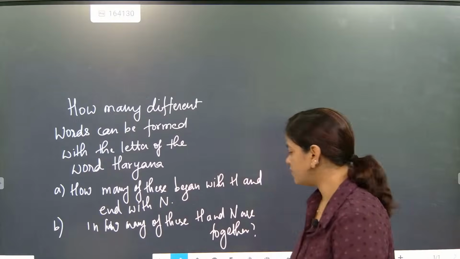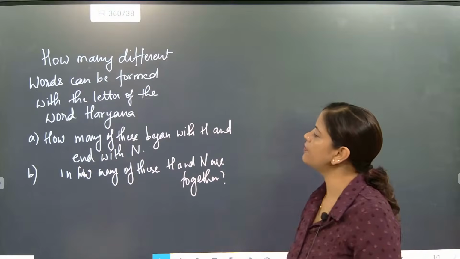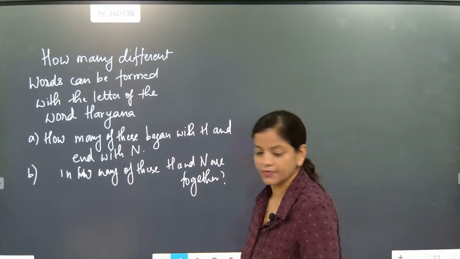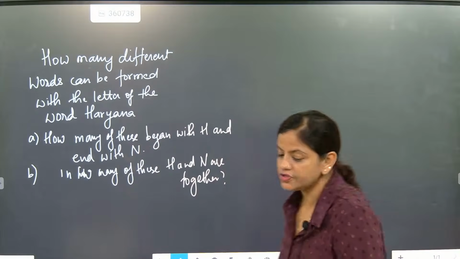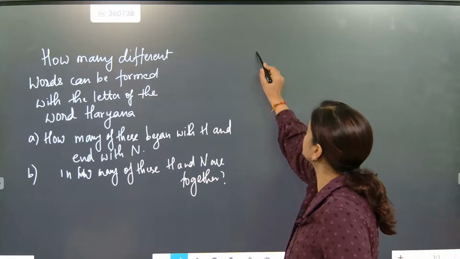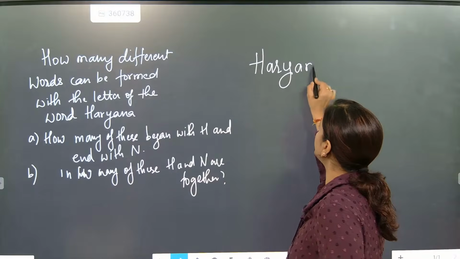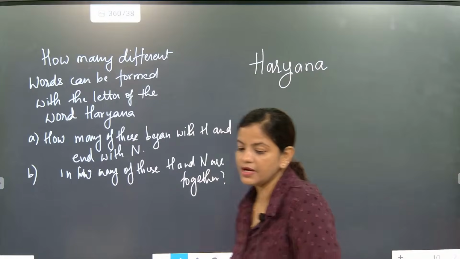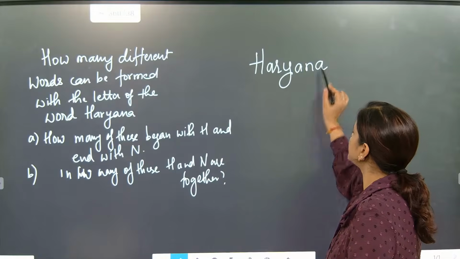Solve this question. What is the question here? How many different words can be formed with the letters of the word Haryana? First you check this one out. H, A, R, Y, A, N, A, Haryana. So how many letters are there? 1, 2, 3, 4, 5, 6, 7.